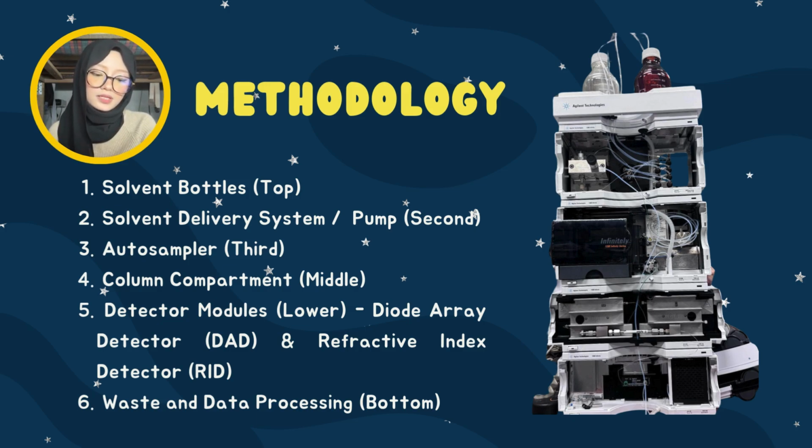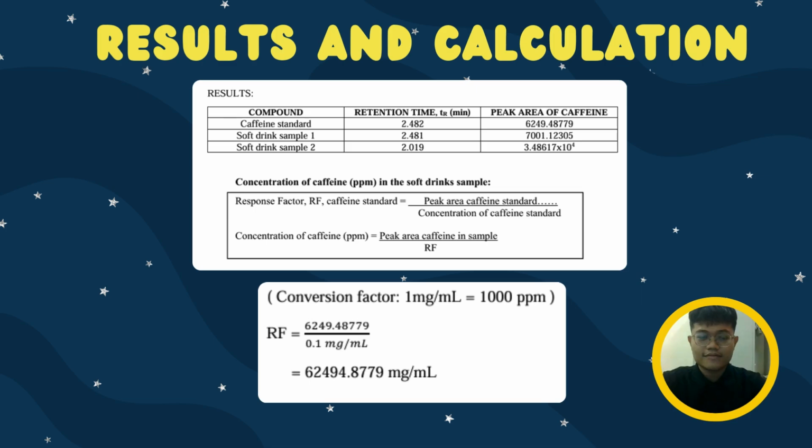Finally, at the bottom of the system are the waste and data processing units. The waste port collects used mobile phase and eluent, while the data processor, usually a connected computer, processes signals from the detectors and generates chromatograms for analysis. Together, these components enable the HPLC system to provide seamless workflows for sample preparation, detection, and analysis, ensuring accurate and reliable results. This table shows us the results of the HPLC reading that we have obtained from this experiment.